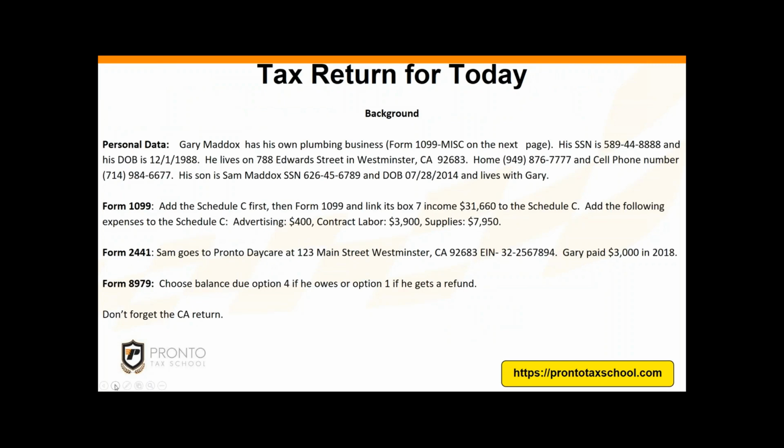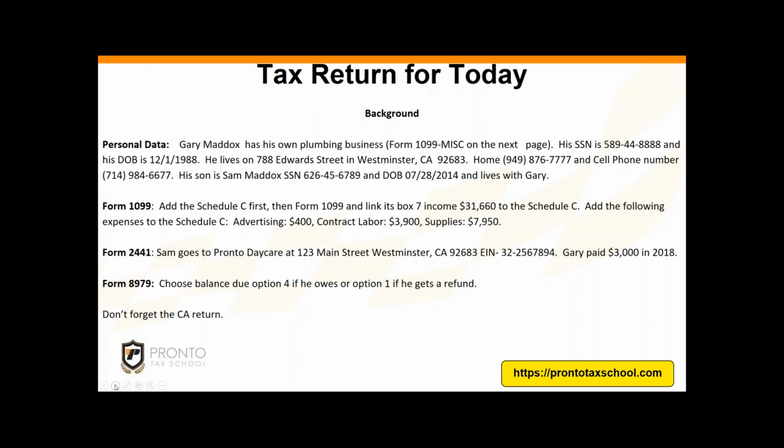Okay, so for today, we have a tax return that we're going to do, and it's a taxpayer. His name is Gary Maddox. He owns his own plumbing business. He received a 1099 miscellaneous from a plumbing company that he's associated with. So, in other words, they call him, and he's on demand. They call him to go to a plumbing job, and then he goes there and performs the service.